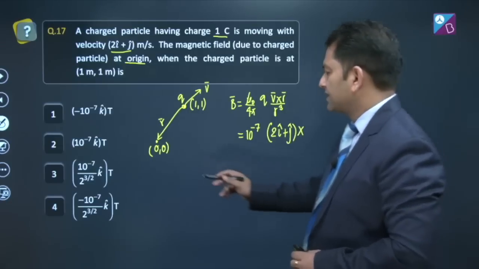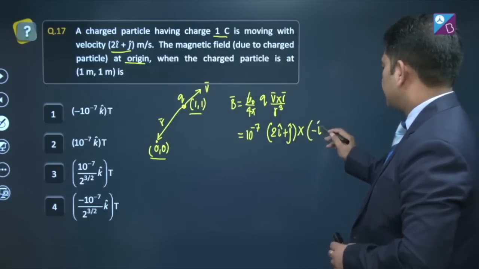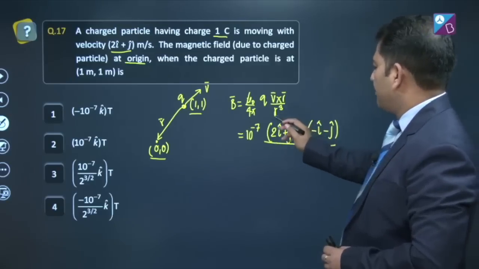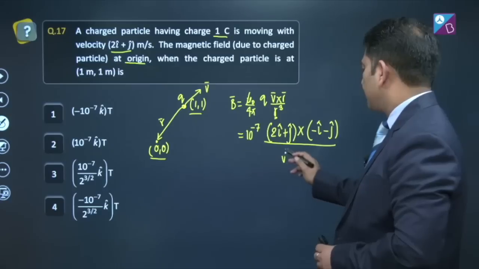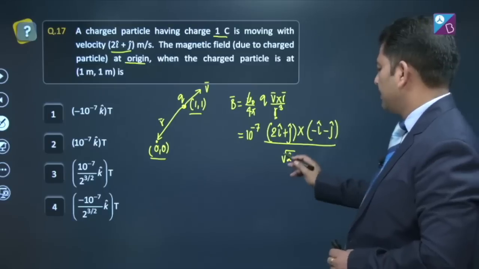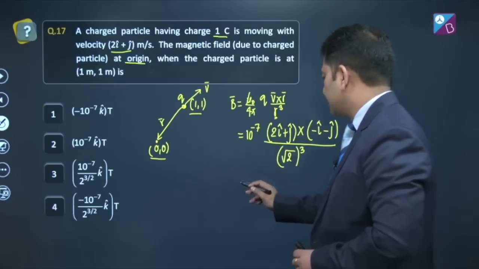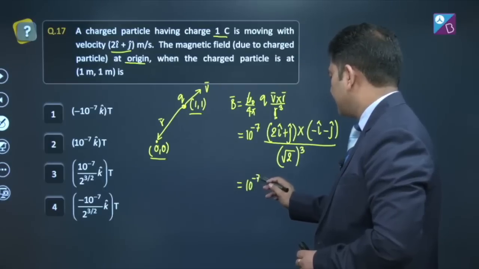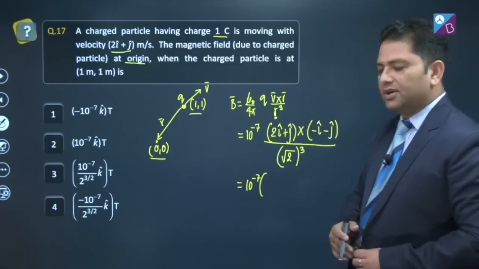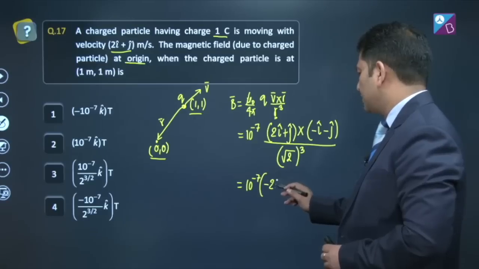Velocity is 2I cap plus of J cap cross R vector. R vector will be in this direction. The beginning of R vector will always be the charge और उस point पे जाके end up होगा where you are supposed to calculate the magnetic field. तो R vector कैसे निकालें? Final coordinates minus initial coordinate. That means minus I cap minus of J cap divided by magnitude of R का cube. So magnitude of R is root 2, under root 1 square plus 1 square का cube.